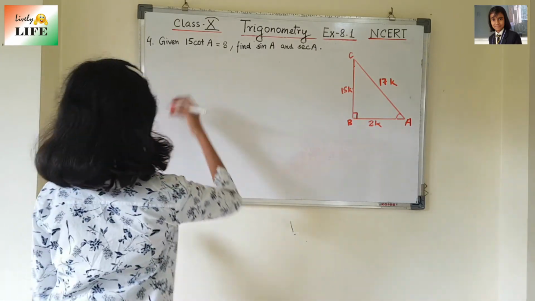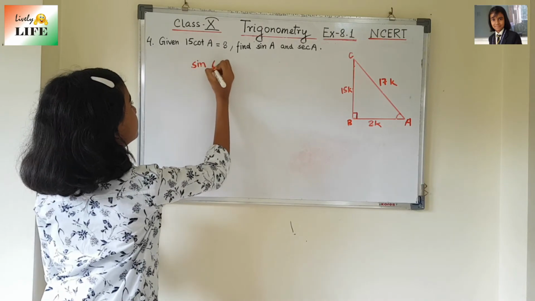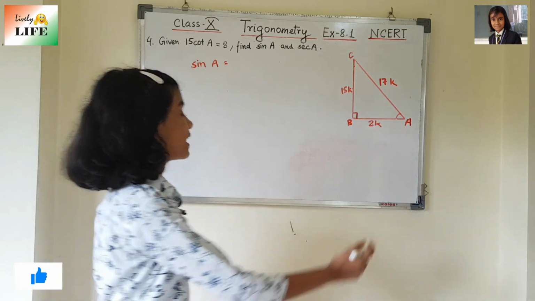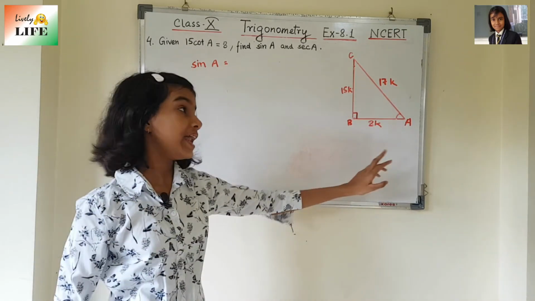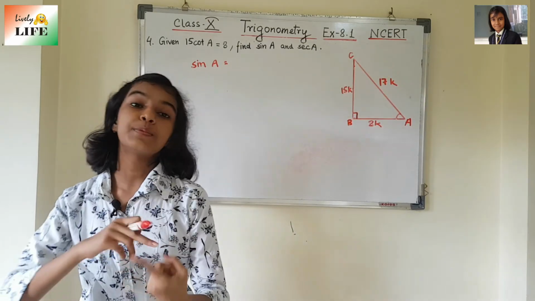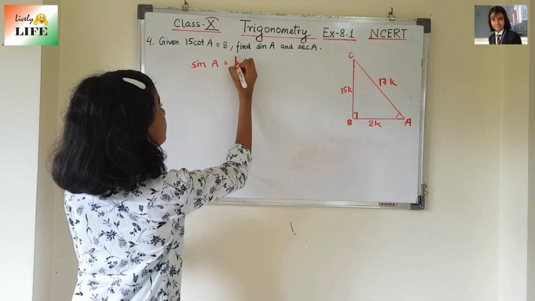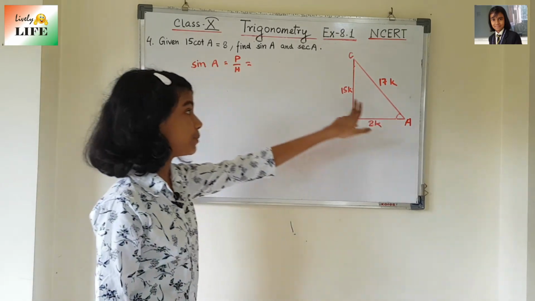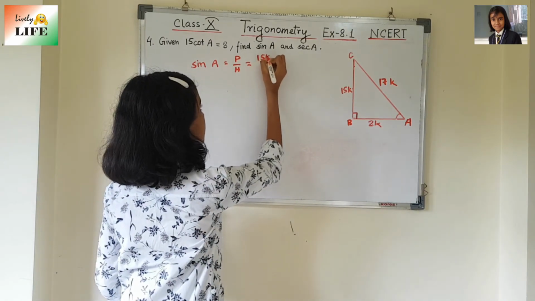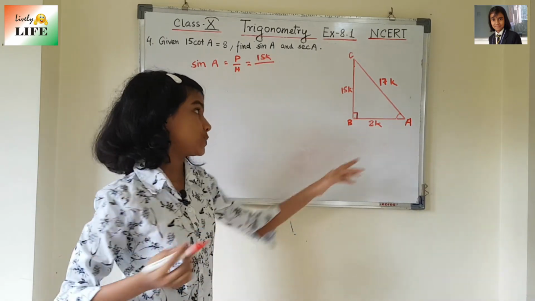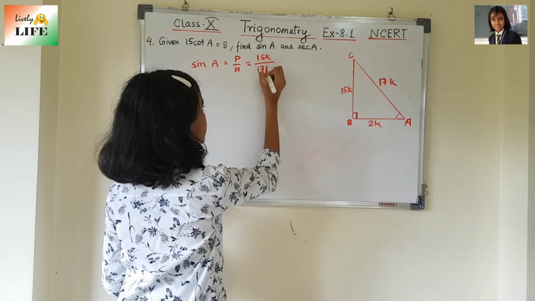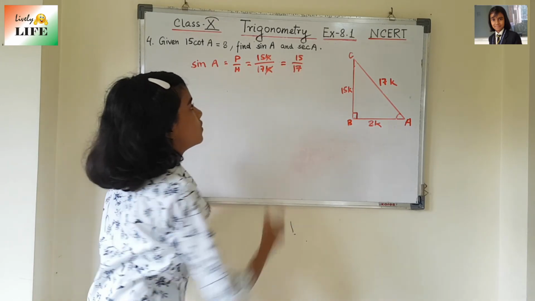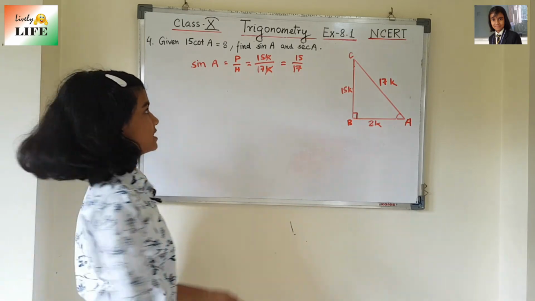Now let's find out sine A. Sine A is what? So what is sine A? Sine A in respect to this angle, it is perpendicular and it is hypotenuse. So what is sine A? Sine A is perpendicular by hypotenuse, right? What is P? In respect to angle A, what is perpendicular? 15K. What is hypotenuse? It is 17K. K will be cut. So the answer is 15 by 17.